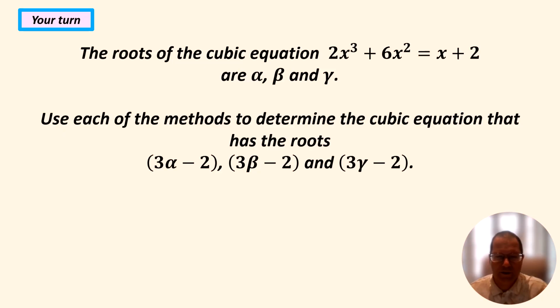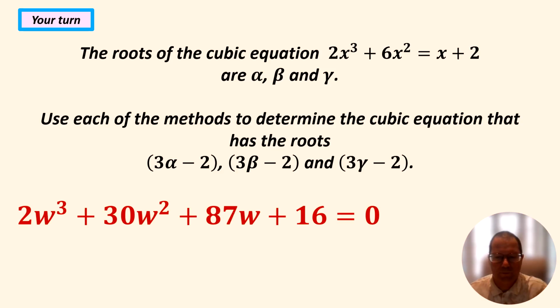So here's one for you to try. We have 2x cubed plus 6x squared equals x plus 2, and using the linear transformation 3 alpha minus 2, you've been asked to use each of the two methods to determine the new cubic equation. And here is your answer.